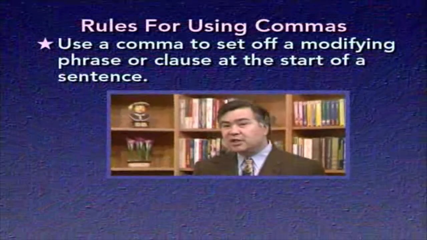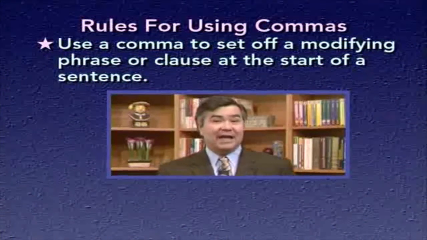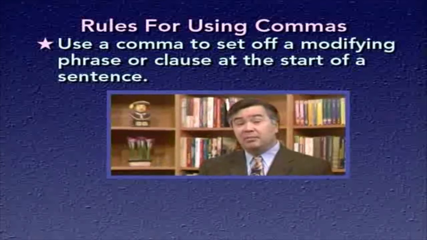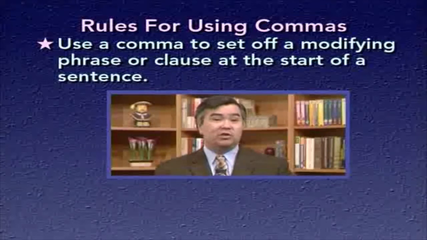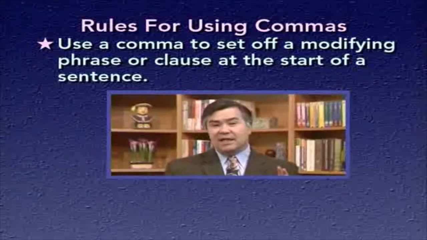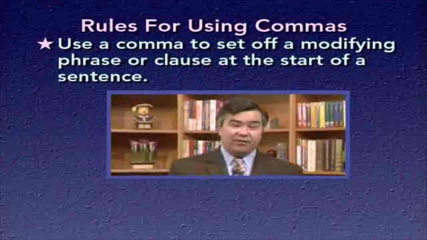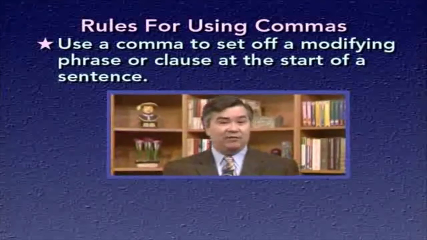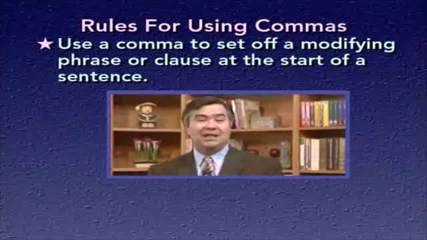First, use a comma to set off a modifying phrase or clause at the start of a sentence. Now, you might remember from other programs in this series that sometimes phrases or clauses, groups of words, can be used as modifiers. That is, they give more information about something else in the sentence. These modifying phrases and clauses almost act like adjectives and adverbs. They give more information about a specific other word that appears in the sentence.